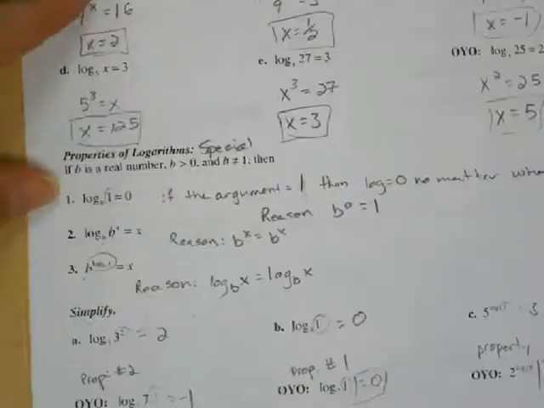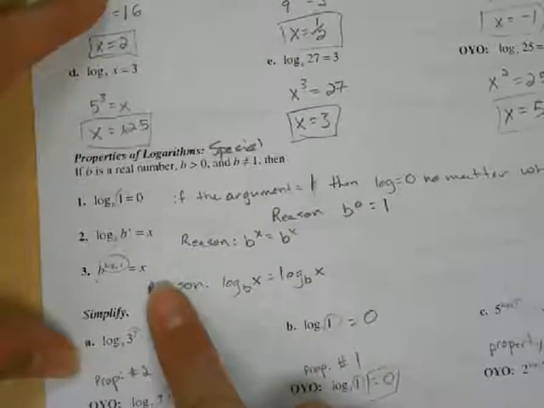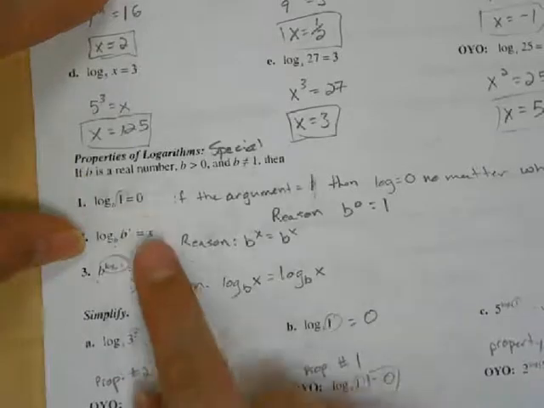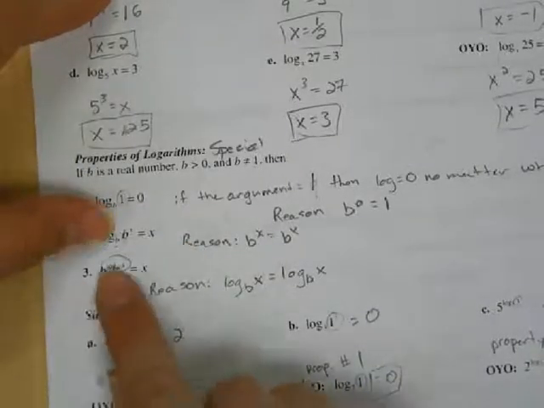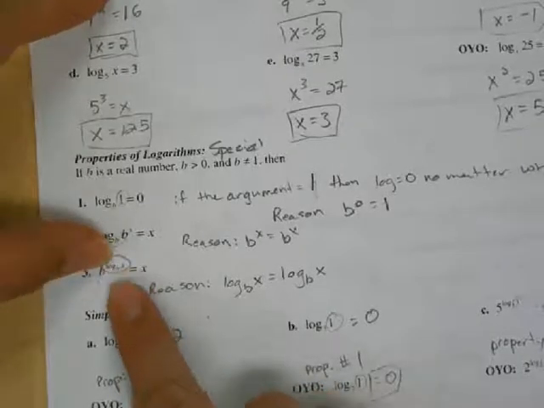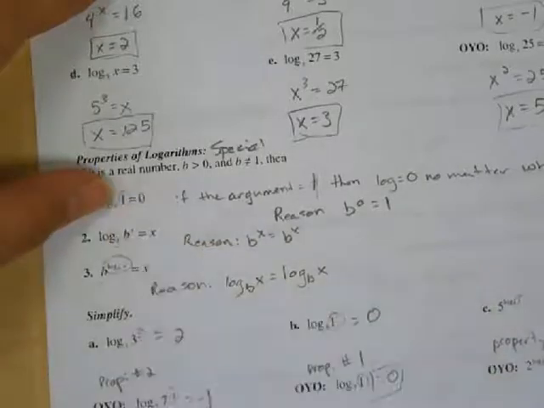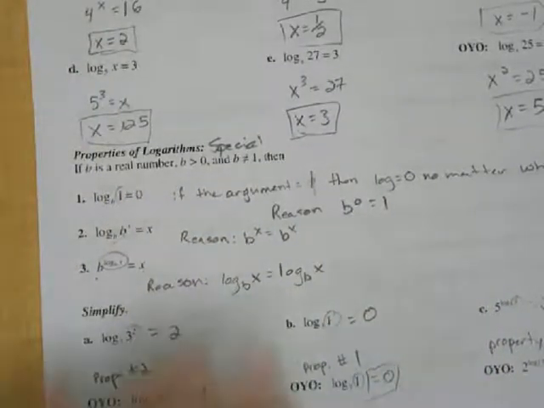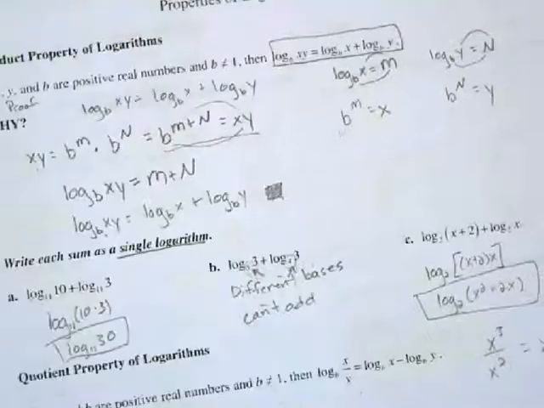You also need to know the special properties from day 1. Okay, I can't stress that enough. There's 3 properties from day 1, okay, that you need to memorize. When my bases match, it's equal to the exponent. When my bases match here in the exponential form, it's equal to the argument in the exponent. And if my argument is 1, it's always equal to 0. Those 3 things need to be memorized, as well as the 3 new properties that we just discussed: product, quotient, and power properties. Okay? Good luck.